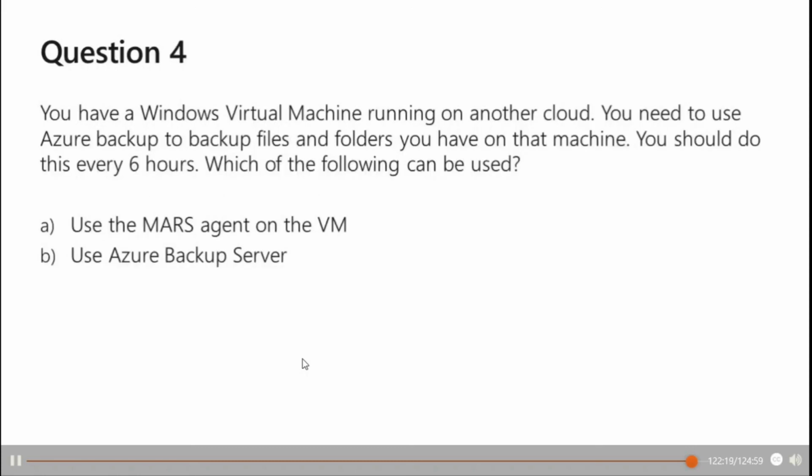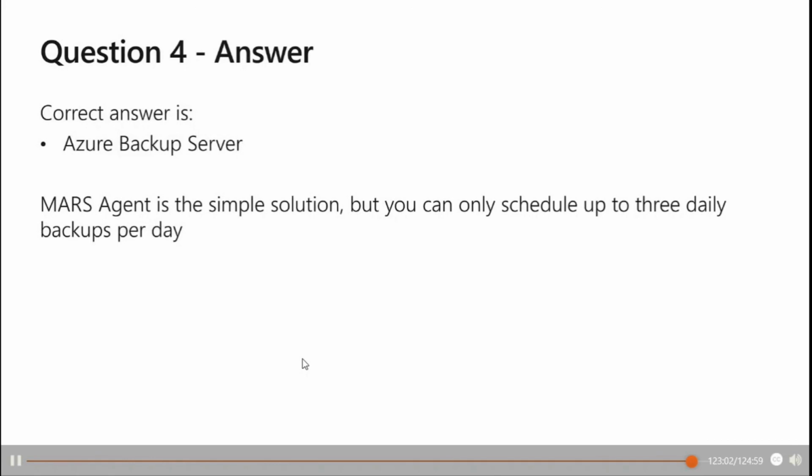The last question we have here is kind of similar. I have a Windows virtual machine now. It is running in another cloud. I need to use Azure Backup to back up files and folders. So same thing, but now it's a Windows virtual machine. Now it tells me that I should do this every 6 hours. So they want me to back up every 6 hours. Which of the following can be used? I have the MARS agent, or the Backup Server. In this case, the answer will be the Backup Server again.